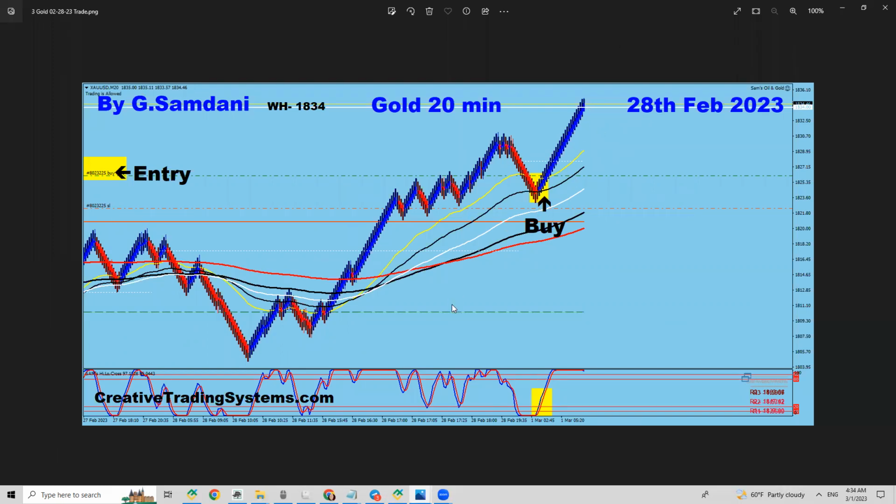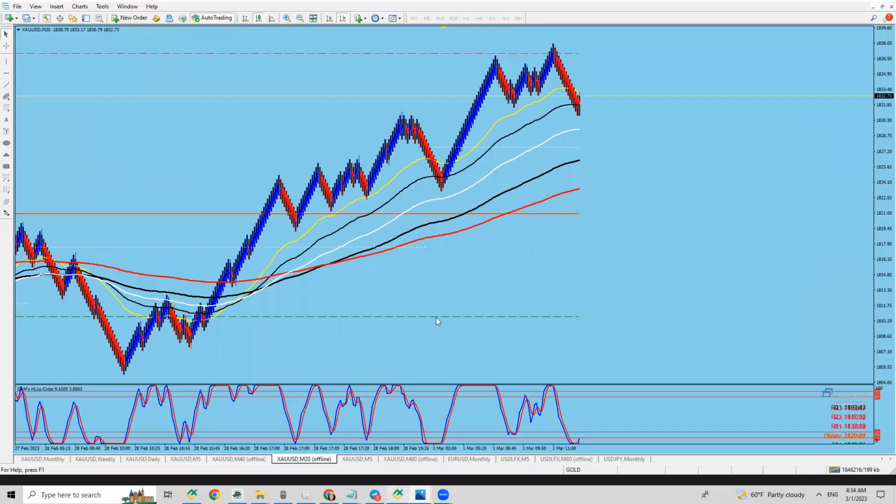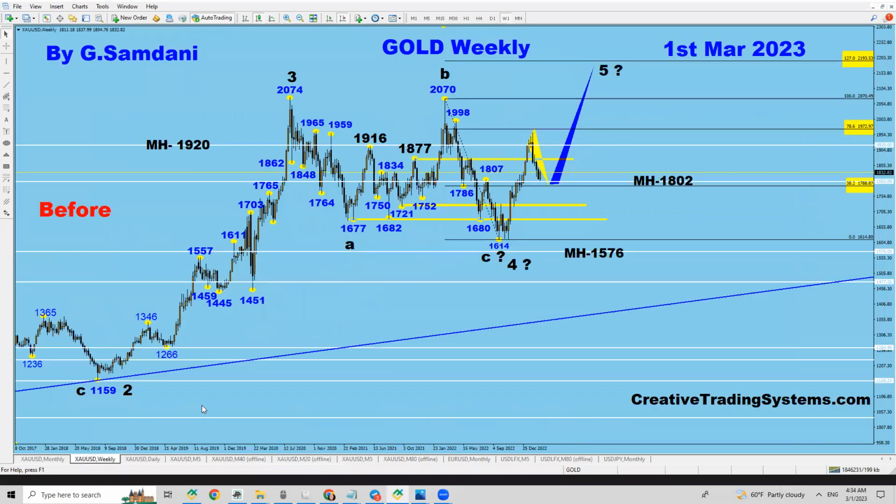So this is how it is, and I was expecting that it would bounce from 1802. So it started to bounce. Let's see if I'm right. Then it will continue to go. The next target will be 1877, then 1900, and then these numbers, and so on and so forth. So let's see what happens.